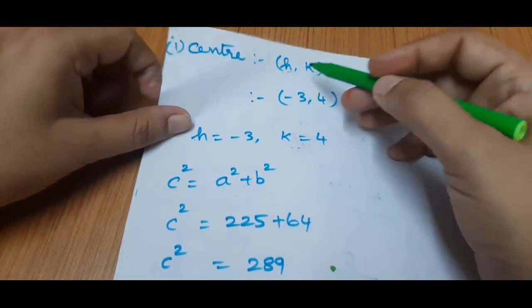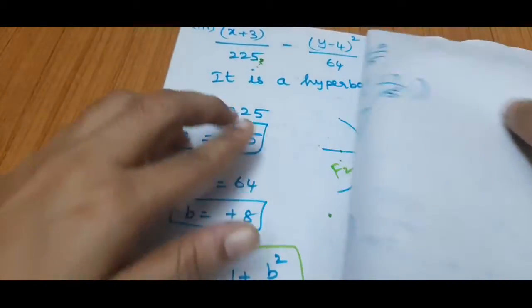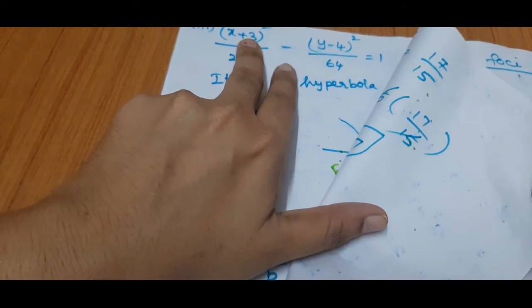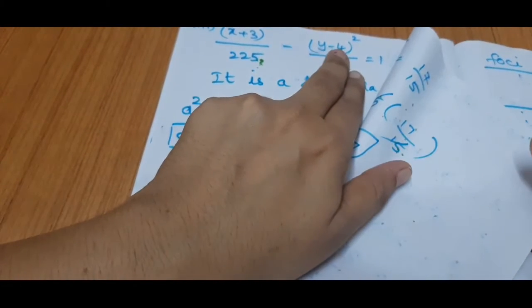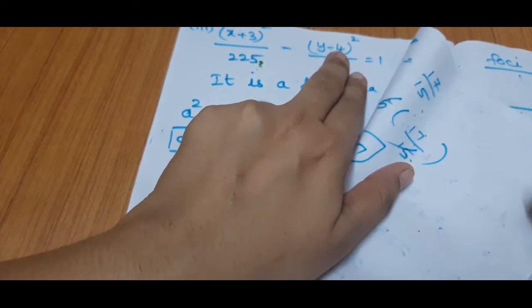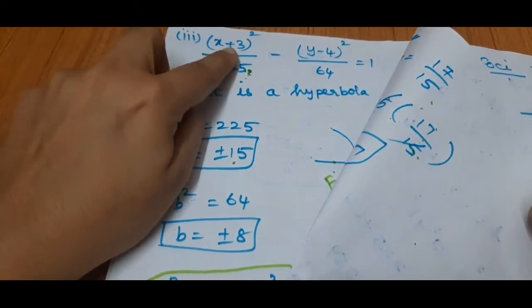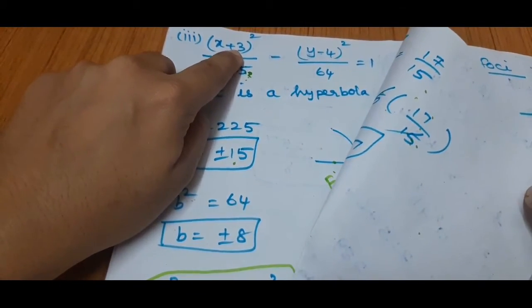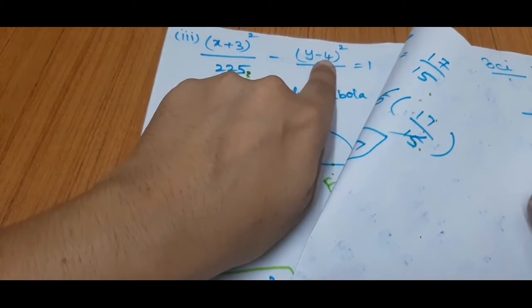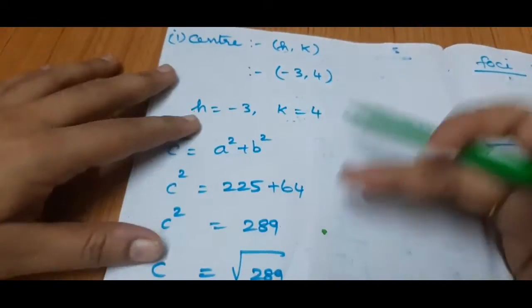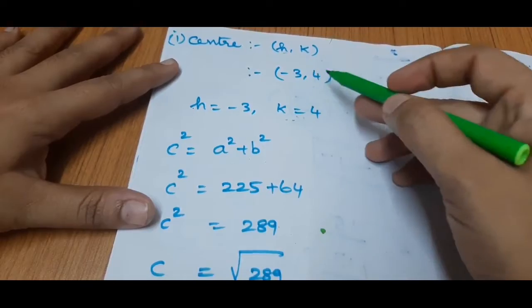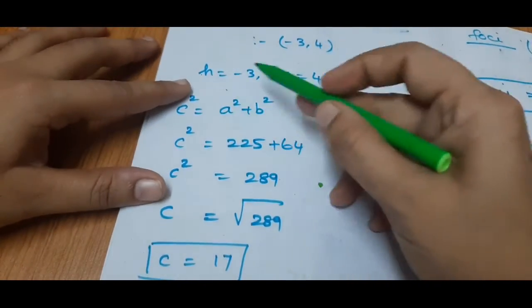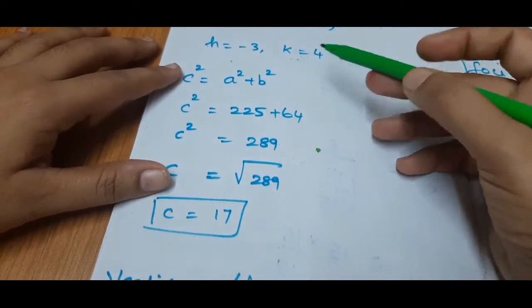Here the center is h comma k. That is the opposite sign of the x coordinate and the opposite sign of the y coordinate. So the opposite sign of the x coordinate will be minus 3, and the opposite sign of the y coordinate will be plus 4. Therefore the center is minus 3 comma 4. h is equal to minus 3 and k is equal to 4.